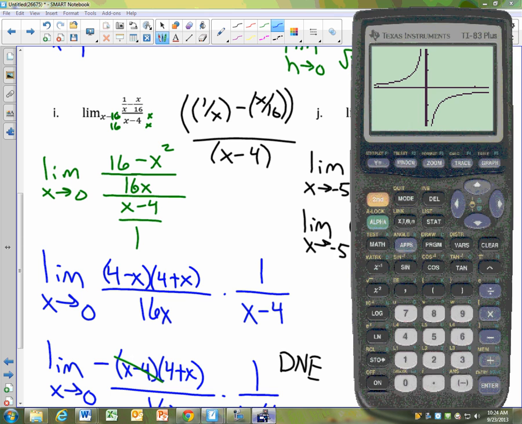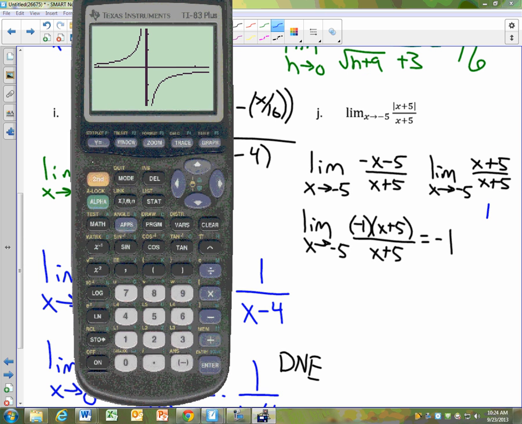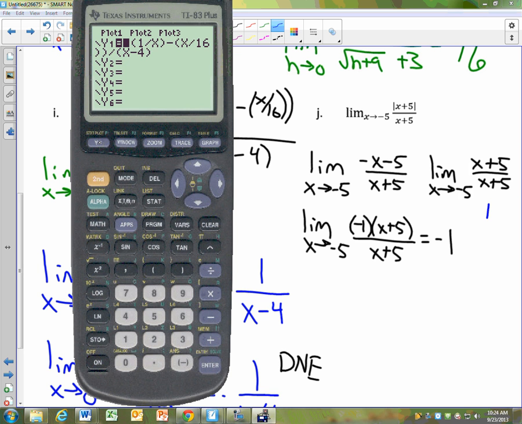So let's look at the graph. And if you want to do it on yours, that's fine. If you don't, that's okay. I'm going to go into my y equals. If I want to type in absolute value, there's a number of ways to do that. I like to grab my absolute value from the catalog, because it's the first one. So I have the absolute value of x plus 5. Let me divide that by x plus 5. And when you graph that, whoop.